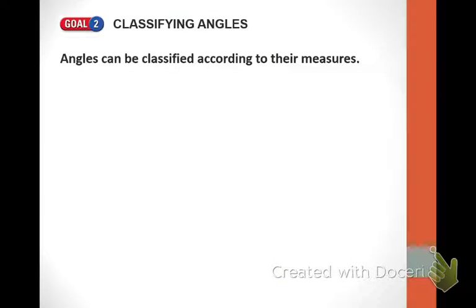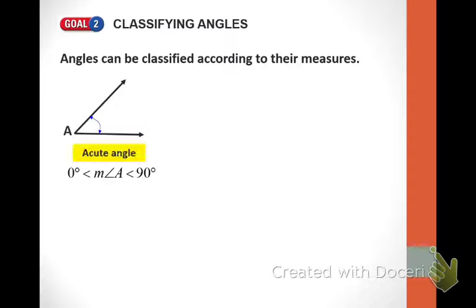Angles can be classified according to their measures. You did this for homework yesterday. An angle less than 90, what do we call that? Acute. So you're going to fill it in on your notes.